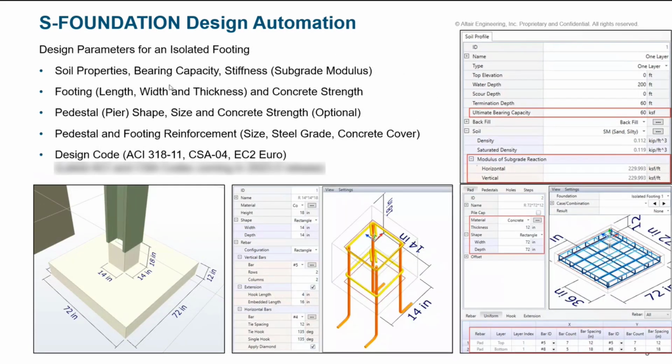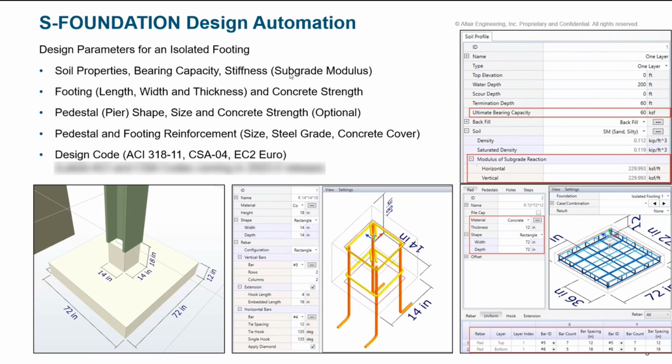And so, the anatomy of an isolated footing and the design parameters that would come from this. So we have the soil properties, which is the bearing capacity of the soil and also the stiffness of the soil.